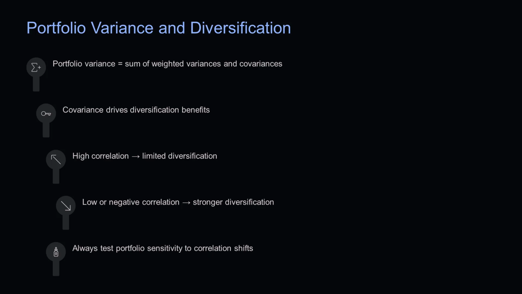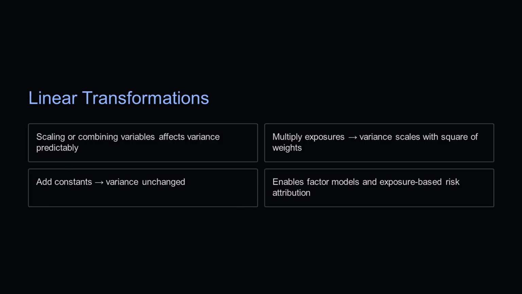Section 6. Linear transformations and scaling effects. When we apply linear transformations, for example, scaling or combining risk factors through exposure weights, the expected values and variances transform predictably. Scaling by a constant multiplies the variance by the square of that constant. Adding a constant has no effect on the variance.